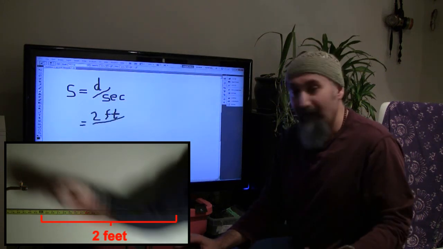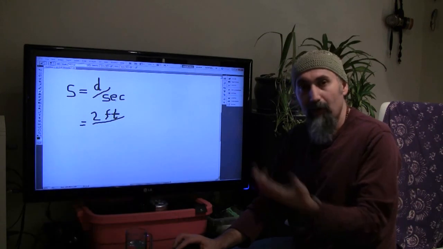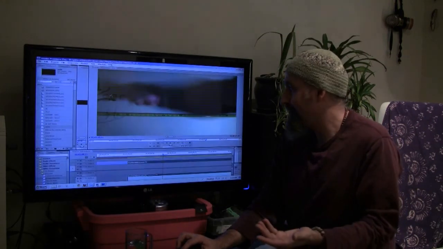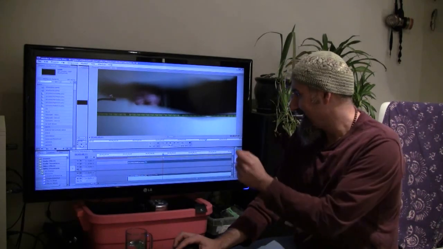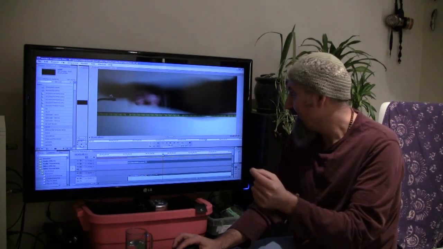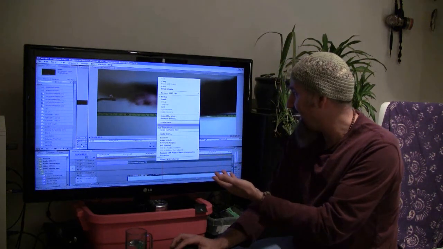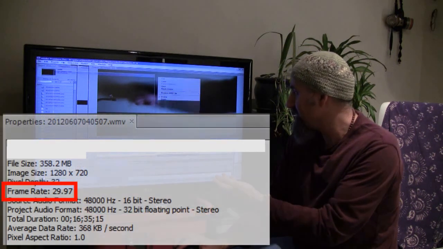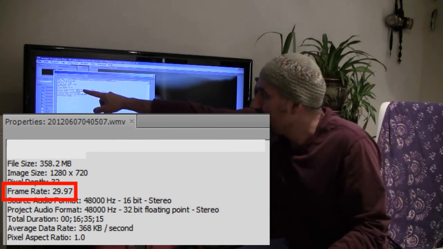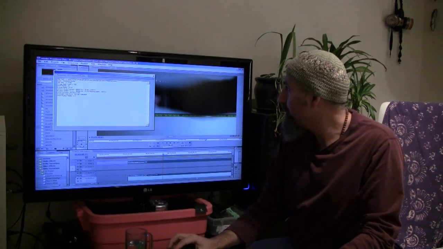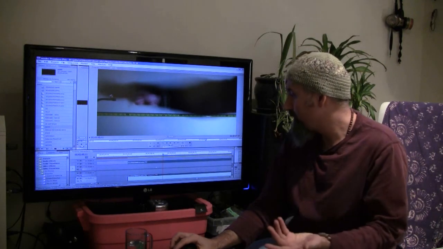2 feet divided by, we have to figure out how many seconds it took, okay? Now, this isn't full seconds, of course. This is going to be a fraction of a second. And the speed that this film is at, if we look at the properties of this thing, its frame rate is 30 per second. So we're going to do fractions for this.